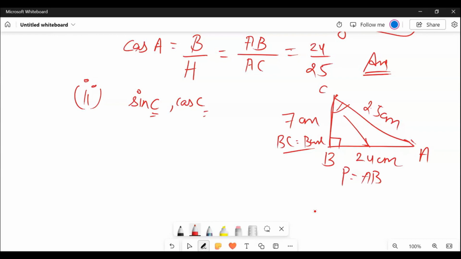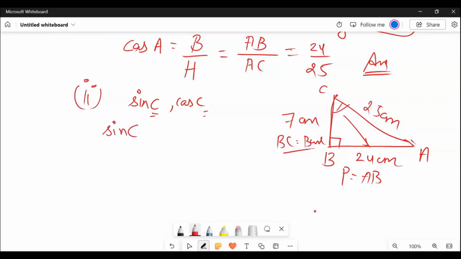Hypotenuse is the longest side and it will remain fixed, so it will not change. Only base and perpendicular are converting into each other because of the angle. So always remember, the angle which is made is called base, and opposite to the angle is perpendicular. So we can use sin C again.